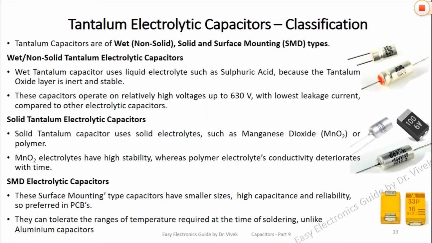Depending on the state of its electrolyte, the tantalum electrolytic capacitors can be classified into two: wet or non-solid tantalum electrolytic capacitors and solid tantalum electrolytic capacitors. Tantalum capacitors also have a surface mounting type. Wet tantalum capacitor uses the liquid electrolyte and the solid tantalum capacitor uses solid electrolyte. Tantalum SMT electrolytic capacitors have smaller sizes, high capacitance and reliability. So it is preferred in PCBs.